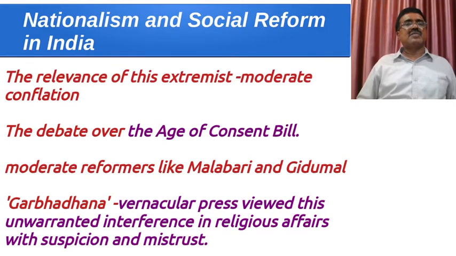The relevance of the extremist-moderate conflict. There was some conflict between extremist ideas and moderate ideas. The debate over the Age of Consent Bill: abolition of child marriage was one of the agendas of the social reform movements. Moderate reformers like Malabari and Dayaram Gidumal were proponents of such an idea. But there was opposition; Garbhadhana was a practice. The vernacular press viewed this unwarranted interference in religious affairs with suspicion and mistrust.